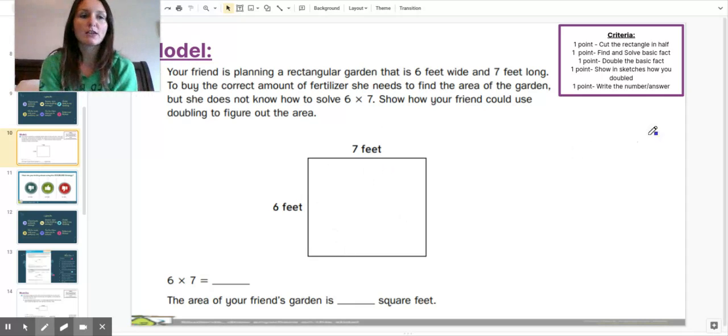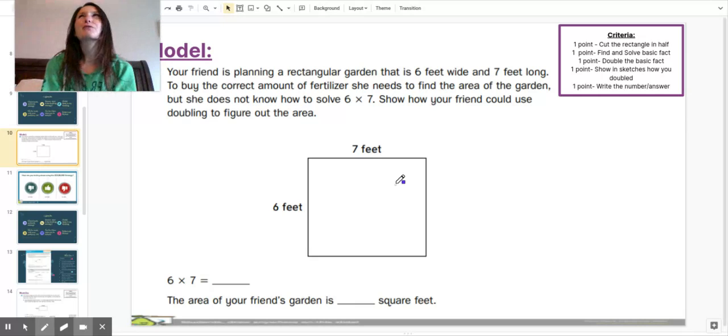Well, let's look at the criteria. It says I need to cut the rectangle in half, and I'm going to have to double this fact. So which one would I be able to double? Should I double 6 or can I double 7? And really, when I say double, this means like half. So if I do, what's half of 7?